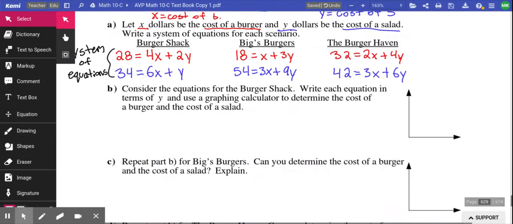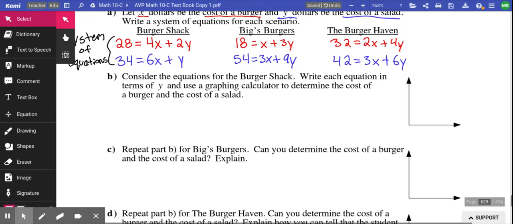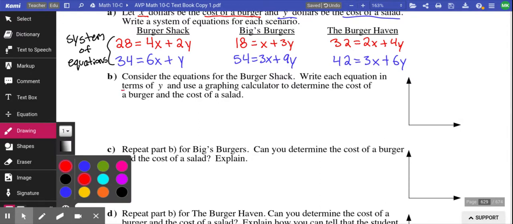We're now going to have a couple questions that run us through this. It says, consider the equation for Burger Shack. Write each equation in terms of y. What that means is y equals. And use a graphing calculator to determine the cost of a burger and the cost of a salad. Okay. Let's just convert those. If you look at the red one, it's 28 equals 4x plus 2y.